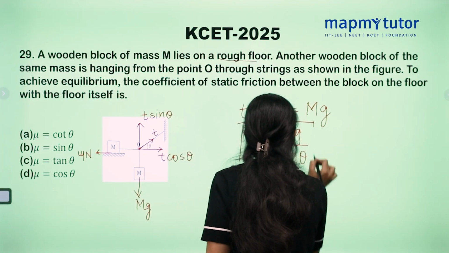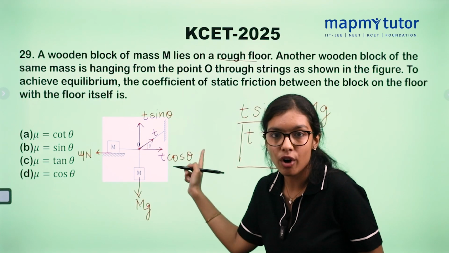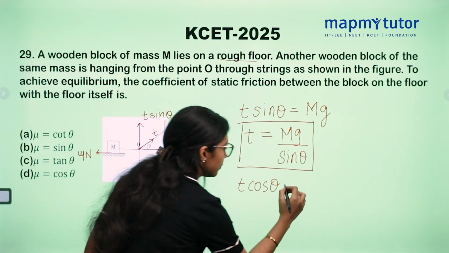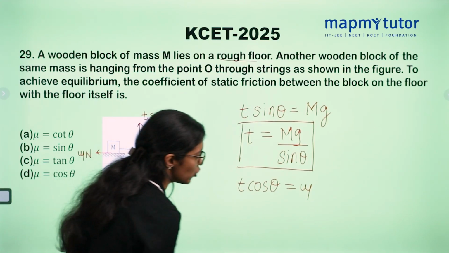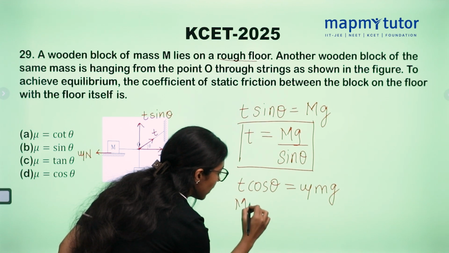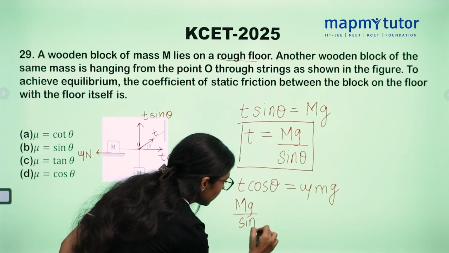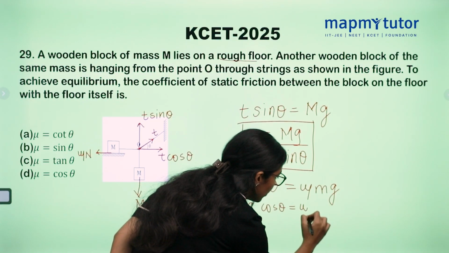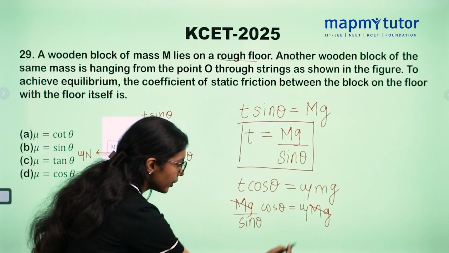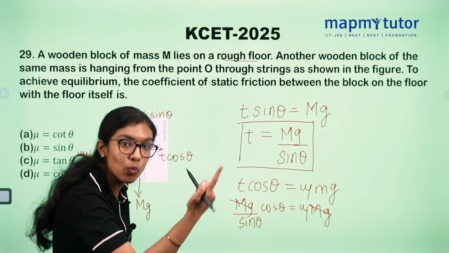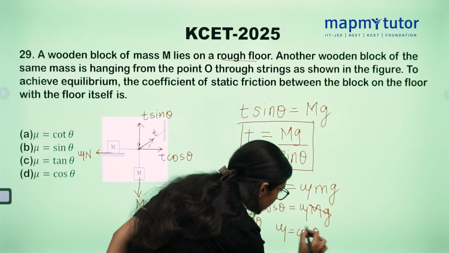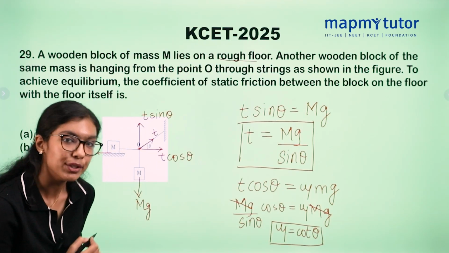Keep this as it is. It will be useful for us now. We will do the horizontal components as well. So it will be T cos theta equal to mu N. N is nothing but mg, so I'm directly writing mg. T, I just got: mg by sin theta into cos theta equal to mu mg. Can I cancel mg? Yes, mg and mg went off. Mu is cos theta by sin theta, which is 1 by tan theta, that is cot theta. So mu comes out to be cot theta. Easy, not difficult at all.